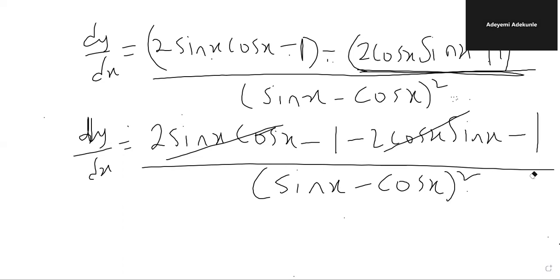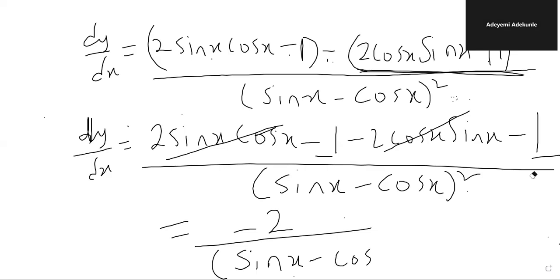Please always take note: 2 sine x cos x is equivalent to sine 2x. That's the trig identity. All right, so 2 sine x cos x minus 2 cos x sine x has cancelled out. We are left with minus 1 minus 1, which is minus 2, over sine x minus cos x all squared. This will be the answer to the question that we have been dealing with.